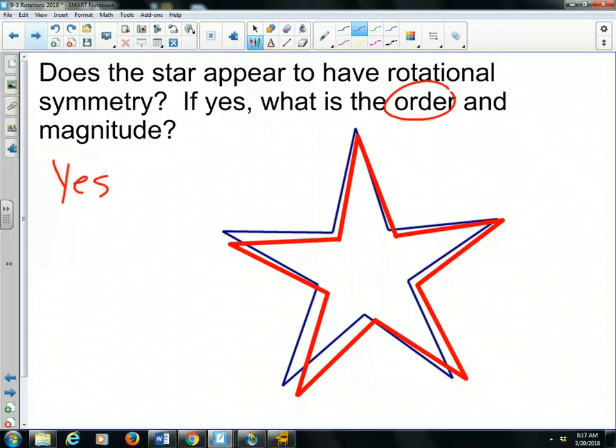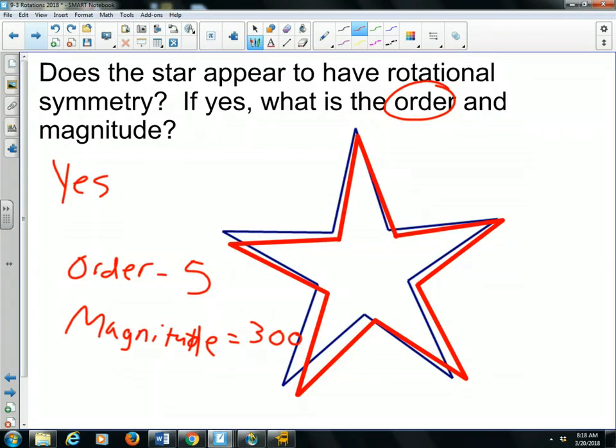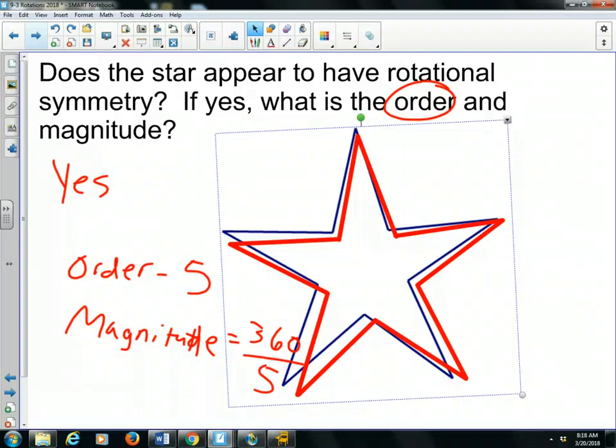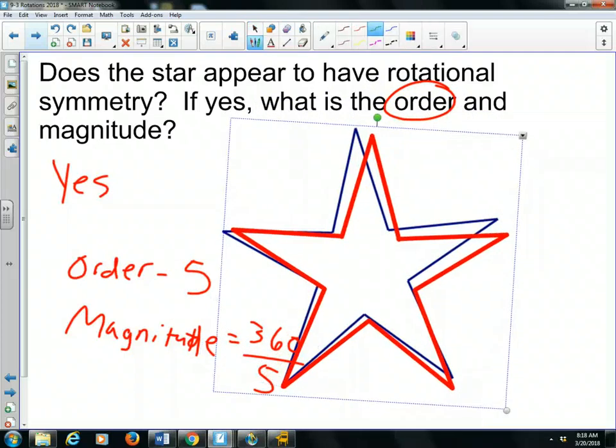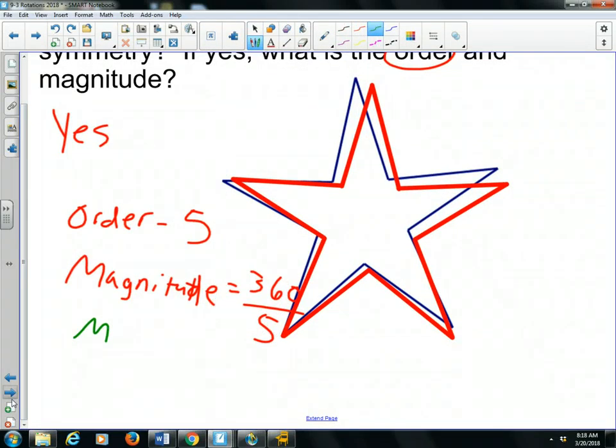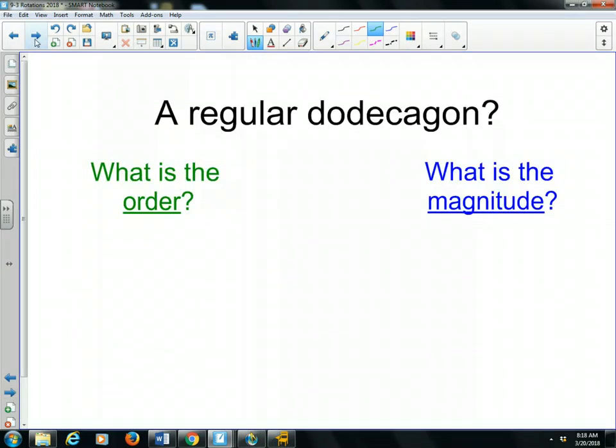So what is the order? The order, it can be rotated 5 times before it is placed back on top of itself again for that full 360. So the order is 5. The magnitude is always 360 divided by the order. And the order is 5. So what is the degree angle from here to there? 360 divided by 5 is 72 degrees. So the magnitude, 72 degrees. We'll try one more of these, a regular dodecagon.